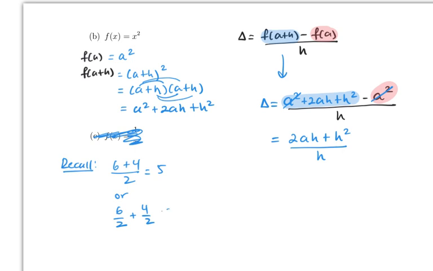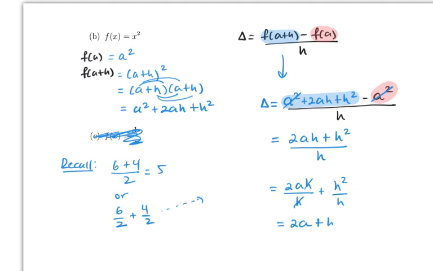So if we use this, by that I mean break this into 2 pieces, it will make it easier for you to see what's going on. You don't have to, but it will make your life a lot easier. So notice this is equal to 2a, because the h will cancel, plus h. And that's it.